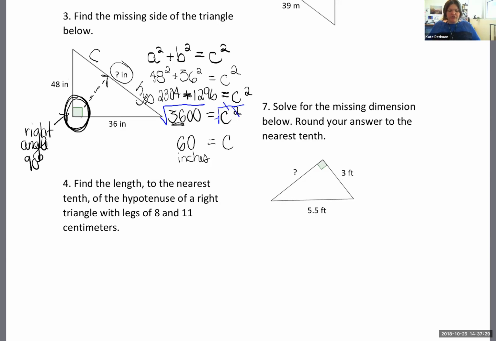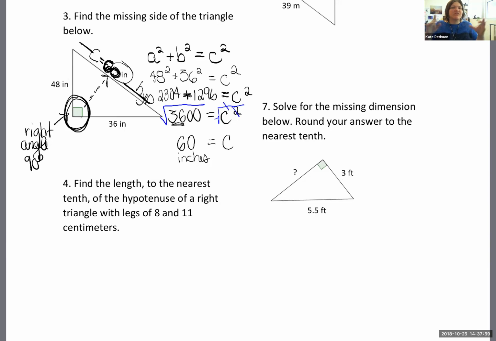Cool. Okay, so I did find out that C is equal to 60 inches. So now I just used my Pythagorean theorem differently. I used it to find a missing side, and the missing side length here is 60 inches. This guy's 60 inches long. And that's how most of the problems will be that you'll use this with, Bianca.